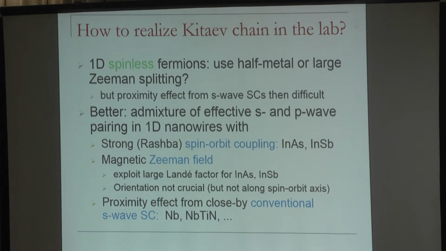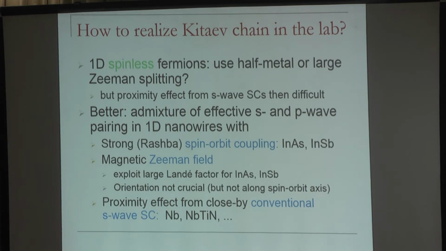So much about the Kitaev chain model. So far, that's still a toy model, and the question is, how could I find such a model in nature? People started seriously thinking about this about 5 or 7 years ago. One of the first ideas was to use spinless fermions, because we have to get rid of spin somehow, as I told you. To use a half metal, meaning a strong ferromagnet. Half metals are metals that have only one spin direction, or a large Zeeman splitting. But both of these ideas are difficult, because then the proximity effect from the S-wave superconductor basically doesn't work.